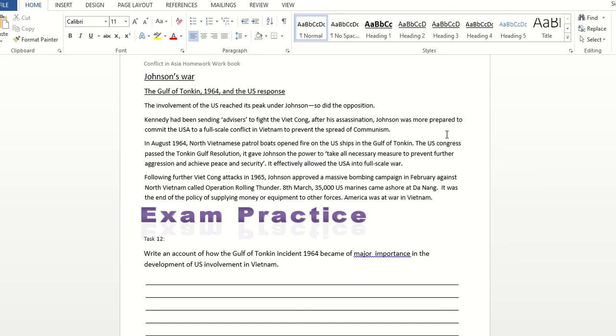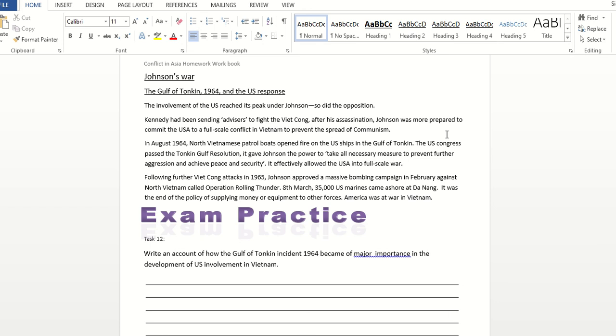And so finally, for today's episode, in 1964 there was an incident called the Gulf of Tonkin incident. North Vietnamese patrol boats opened fire on the US ships in the Gulf of Tonkin. If you're interested, the ship is called the USS Maddox. I don't know why I remember that one.